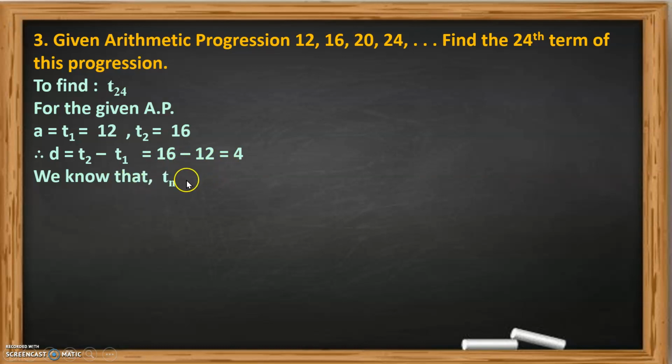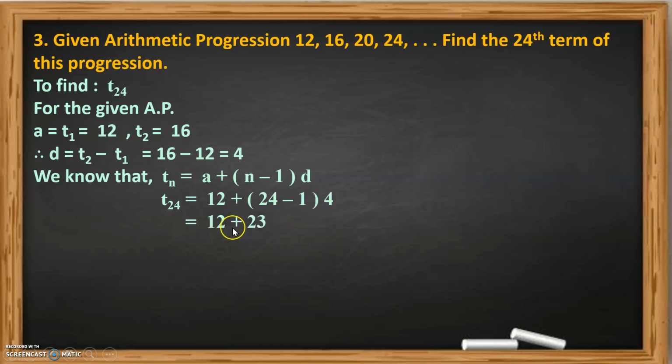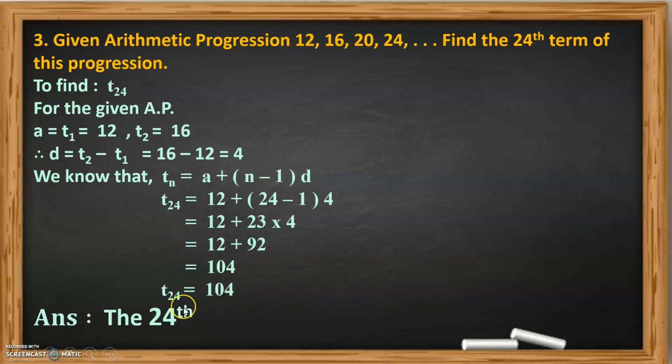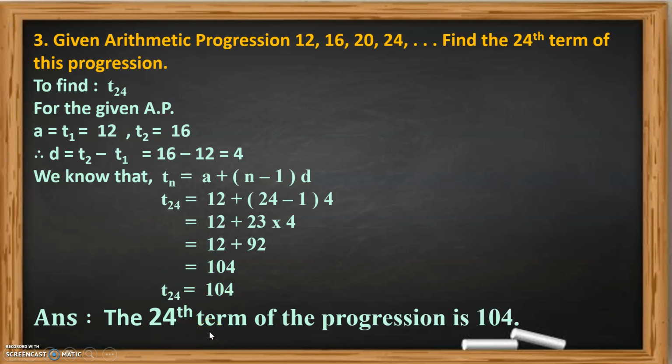So, we know that the formula for Tn, that is A plus n minus 1 D, we substitute the value of A here as 12, n as 24 and D as 4. When we substitute this, we get the value of T24 as 104. So therefore T24 will be 104, and for the final answer you have to write it in words: the 24th term of the progression is 104. We go to the next question.